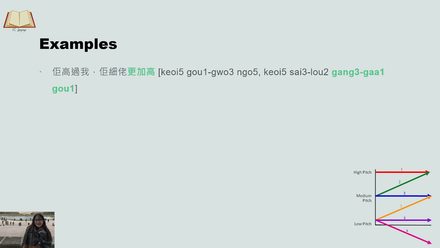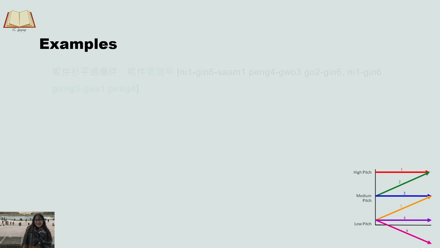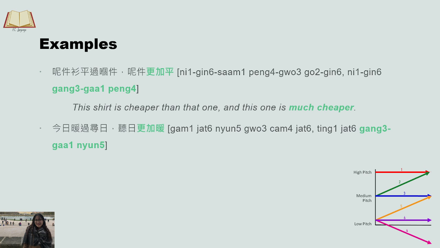佢高過我，佢細佬更加高。He is taller than me, and his younger brother is much taller. 呢架車快過嗰架，呢架更加快。This car is faster than that one, and this one is much faster. 呢件衫平過嗰件，呢件更加平。This shirt is cheaper than that one, and this one is much cheaper. 今日暖過尋日，聽日更加暖。Today is warmer than yesterday, and tomorrow will be much warmer. Once again, notice the placement of gung-ga and the absence of repeating the item being compared.